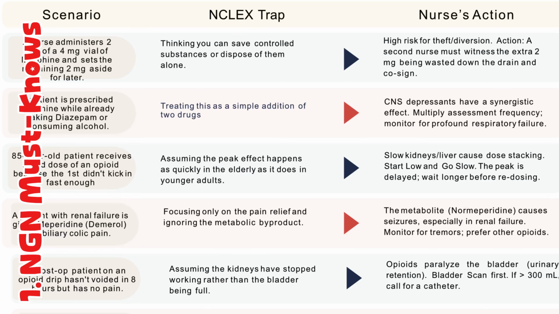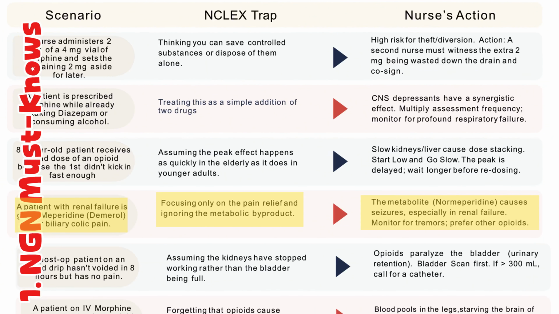A handful of the sharpest opioid traps worth knowing. Never set aside a partial dose for later. Any unused portion of a vial has to be wasted immediately with a second nurse witness, or it's a diversion risk. Meperidine in renal failure is a real trap. Its metabolite causes seizures, so watch for tremors and prefer a different opioid.